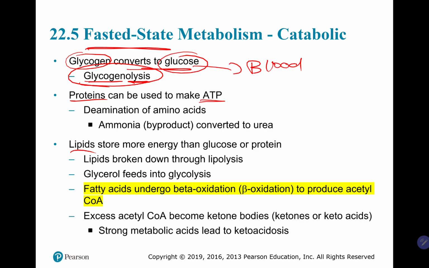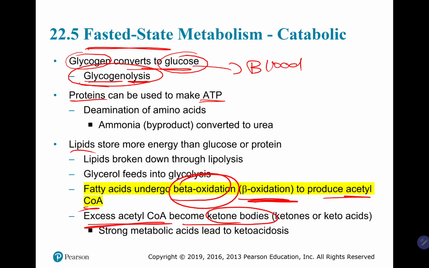Fatty acids, whenever we're trying to get energy from fatty acids, we undergo the process called beta oxidation. Beta oxidation will specifically produce acetyl-CoA. Too much acetyl-CoA, or excess acetyl-CoA, will become these ketone bodies, right? And these are going to be those strong metabolic acids that can lead to ketoacidosis, okay?